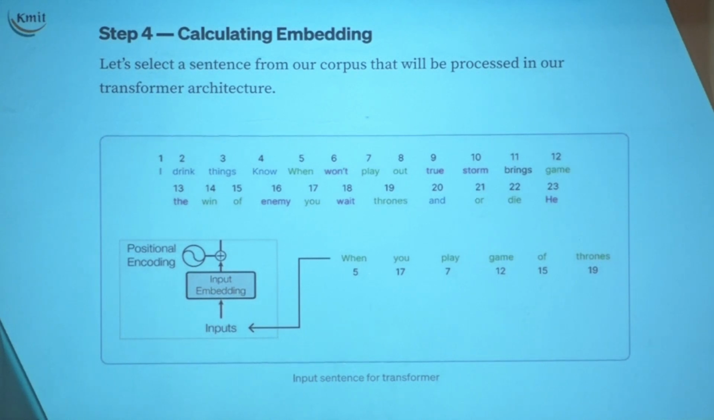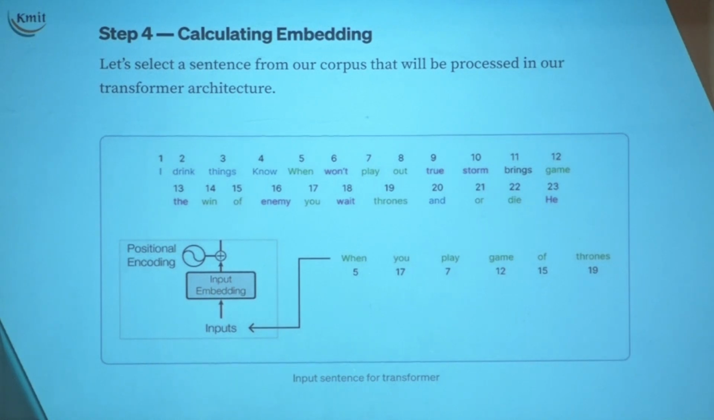Now, calculating embeddings. What is step 1? In the transformer architecture, take the input sentence. Out of those 3 sentences, I want to process 1 sentence. What is that sentence? When you play Game of Thrones. I'll first give the positions of that. What is the position of 'when'? 5. What is the position of 'you'? Where is 'you'? 17. Where is 'play'? 7. Where is 'game'? 12. 'Of' is in 15th position. 'Thrones' is in 19th position.